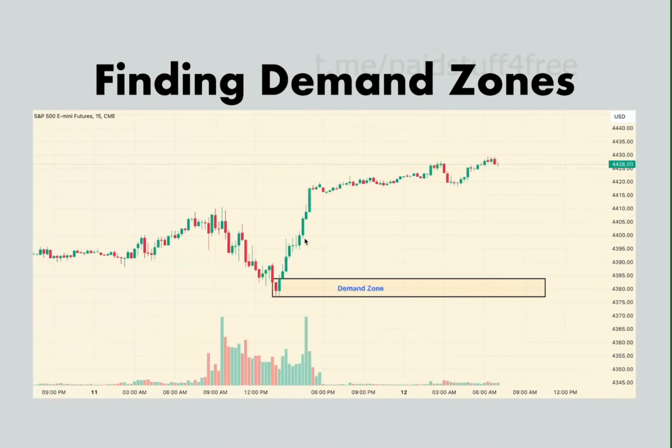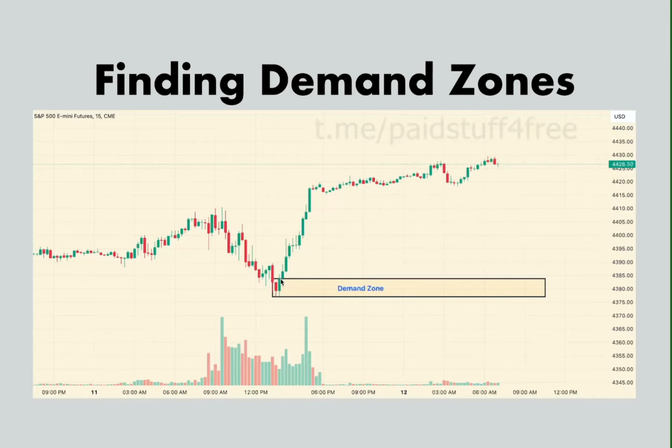Now let's look at demand zones. It's the same thing as a supply zone, but the opposite. You want to look for where there is a violent move to the upside. So here we have that. Big move to the upside here. So we're going to go and take a look: where did that change? And it happened right here.